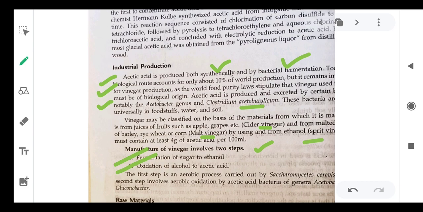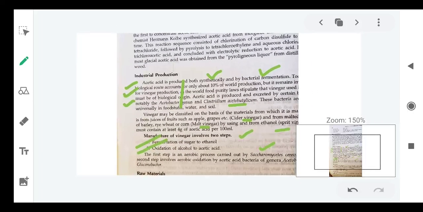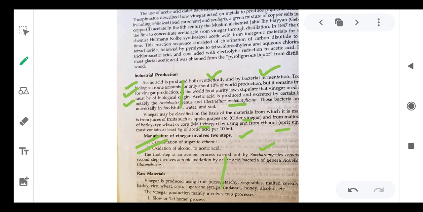The first step is an aerobic process carried out by Saccharomyces cerevisiae, which is used for the fermentation of sugar to ethanol. Then it is Acetobacter and Gluconobacter which further oxidize the alcohol to acetic acid.